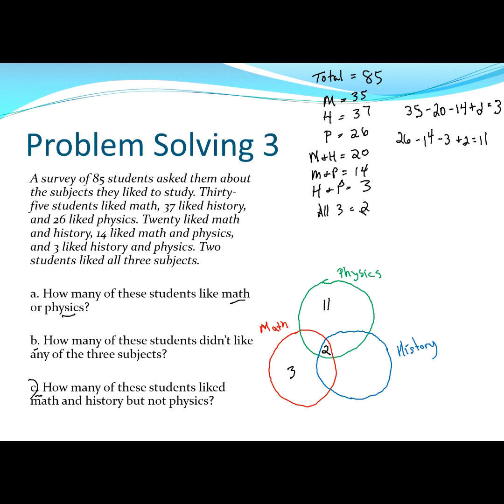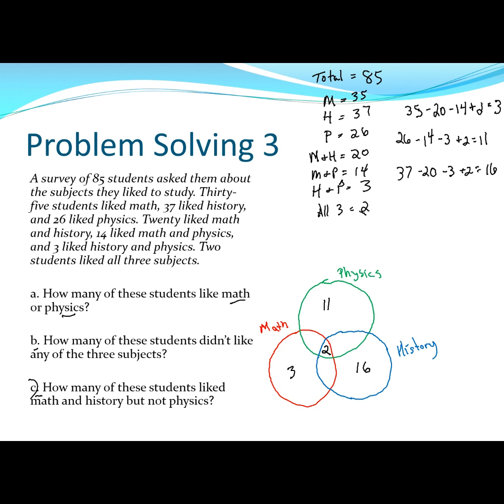So for history, 37 students liked history, so we need to subtract out 20 who liked math and history, subtract 3 that liked history and physics, and then add 2. And that is going to give us 16. So 16 students liked history only.